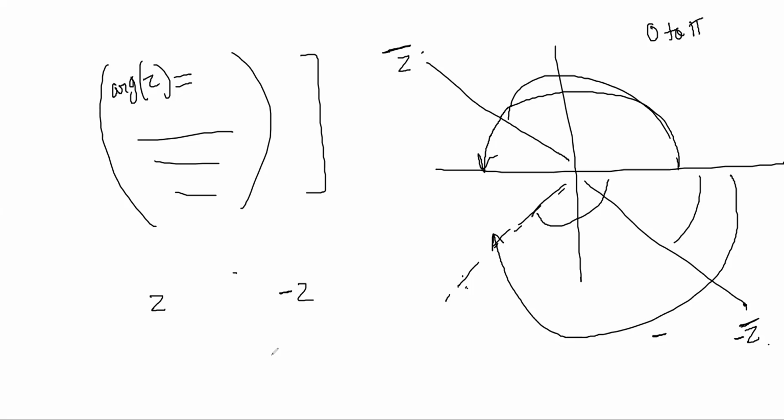Okay. Then the next one is which one? Illustration 18. You are given mod of z minus 4 by z is equal to 2. Then find the greatest value of mod z, right? Greatest value of mod z.